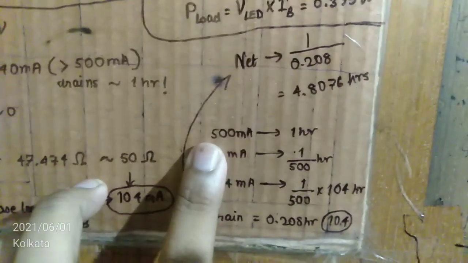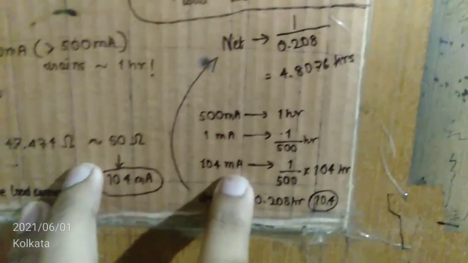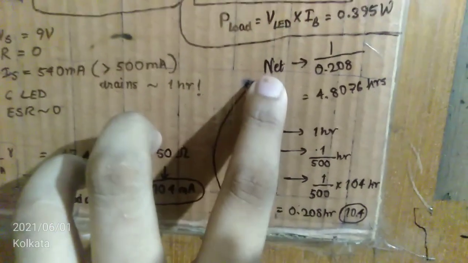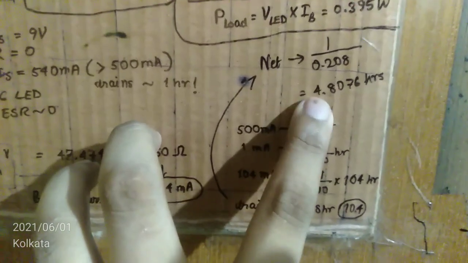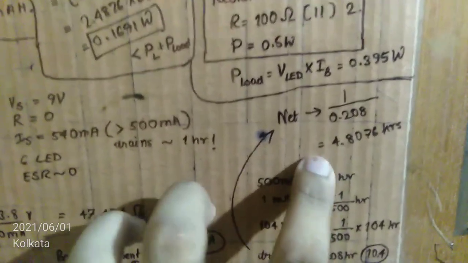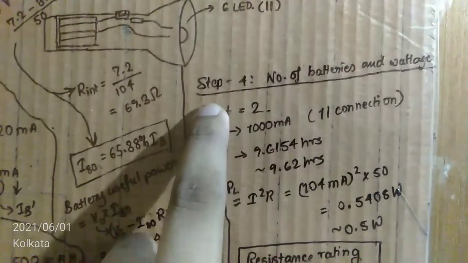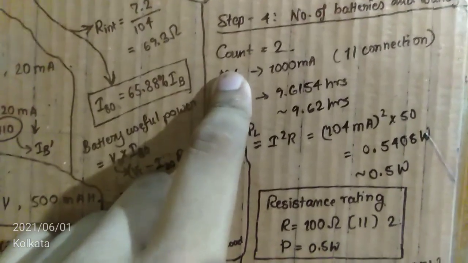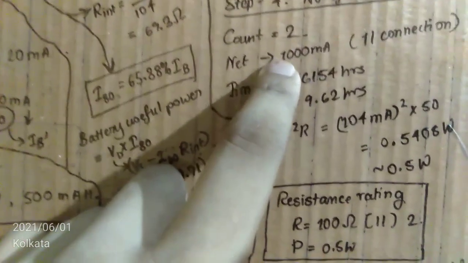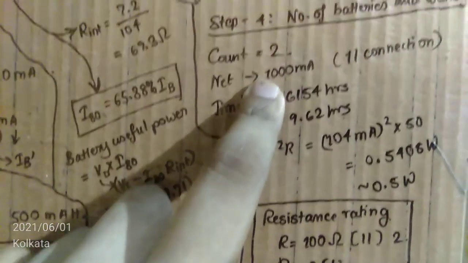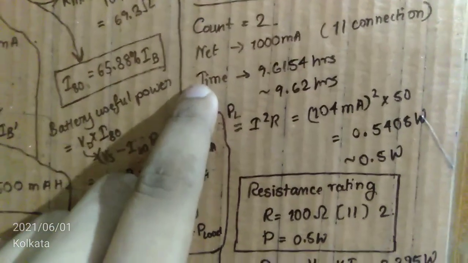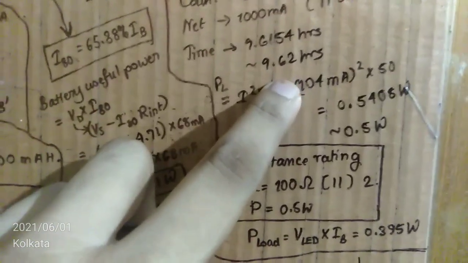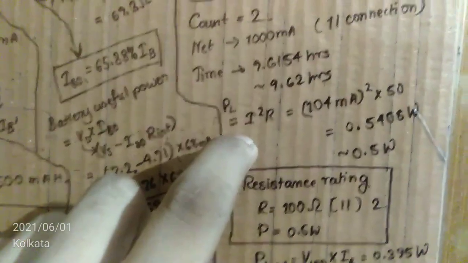The capacity is then divided by the current, and accordingly the time of operation is found to be 4.807 hours. Now it's nearly 4.81 hours. The second last step, which is for the number of batteries and wattage, is a count of 2. I'm considering an extra battery which will give me a net of 1000 milliampere hour, and the time of operation then increases to 9.62 hours, which is more than enough for an emergency operation.